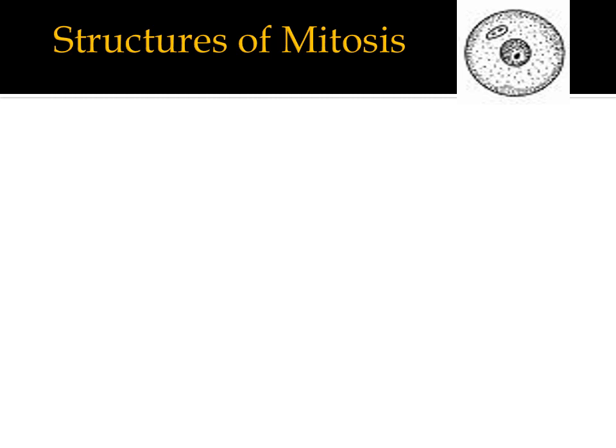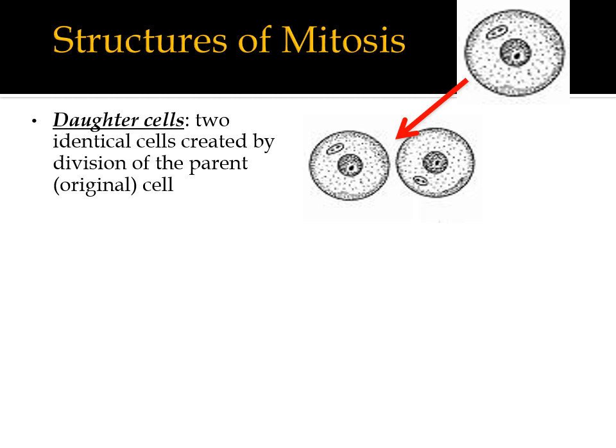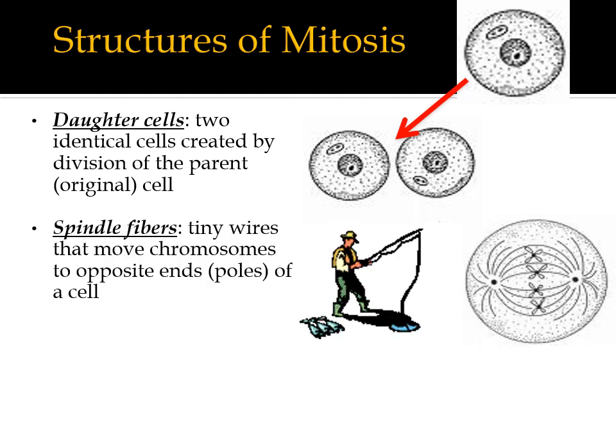We'll start with one cell, the original parent cell. So there it is up top. And when that divides, it'll split into two and become two identical daughter cells. For that to happen, the cell parts will need to be pulled apart, as we saw in the picture. So these little things, these spindle fibers, these little strings basically, they're going to actually pull the cell parts away from each other. So they will line up on each side.